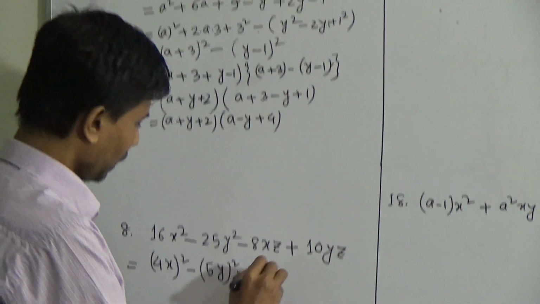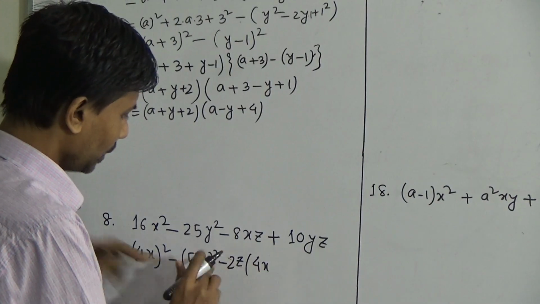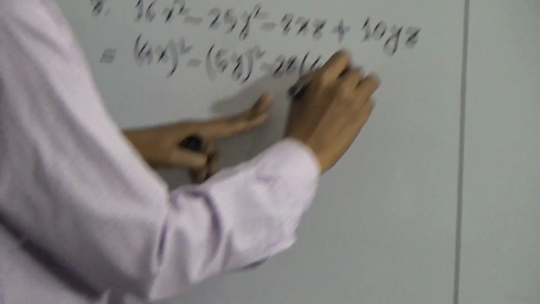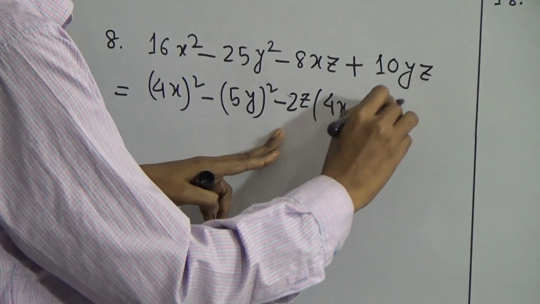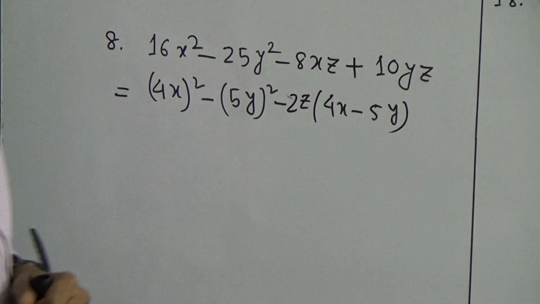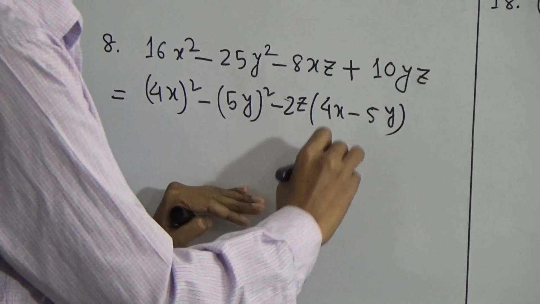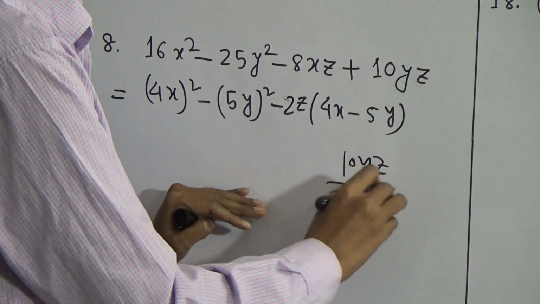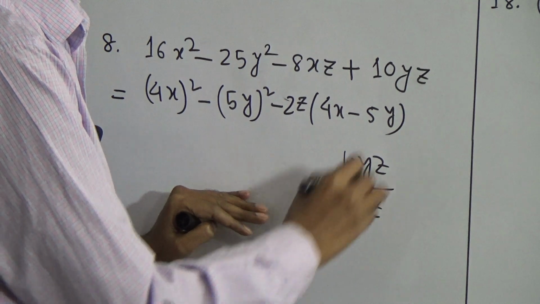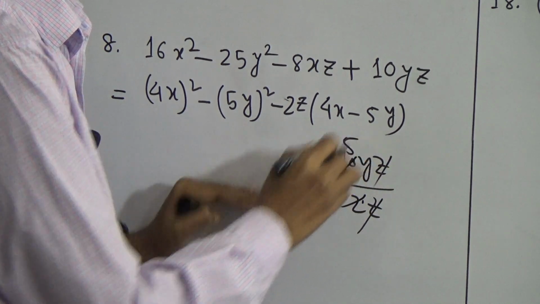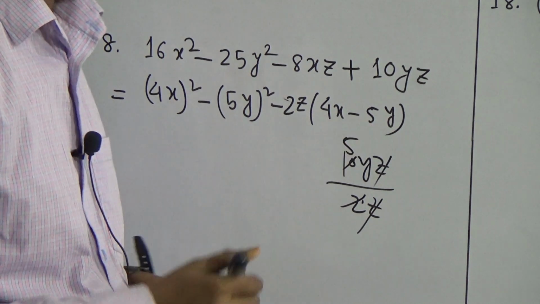Then there remains 4x minus... If you divide 10 by 2, then we get 5y. Students, notice here common, that means in here division. Look, 10yz by 2z. z finishes, then 2. You can divide 10 by 2, then we get 5. So 5y. You see, 5y.